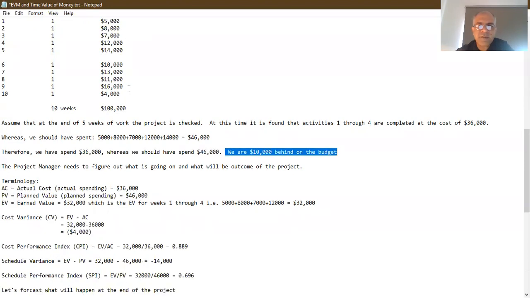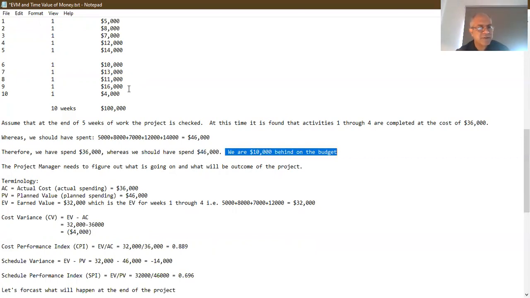So as a project manager now, we need to figure out what is going on. What we use is something called the earned value management technique. This is a technique that was created by NASA to manage its own projects. And it's something that's been in existence since the 1960s or 70s, right?